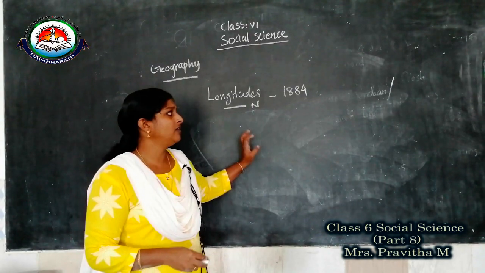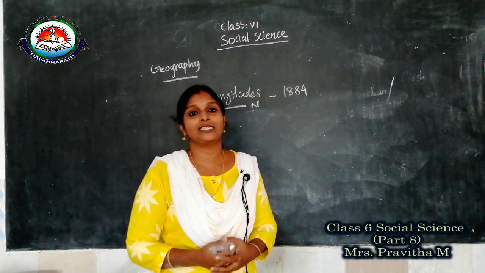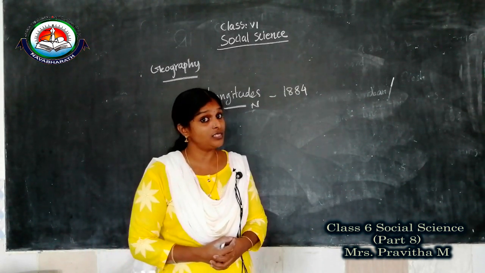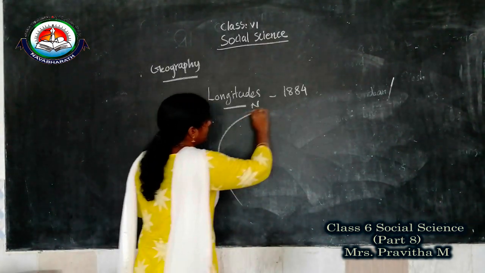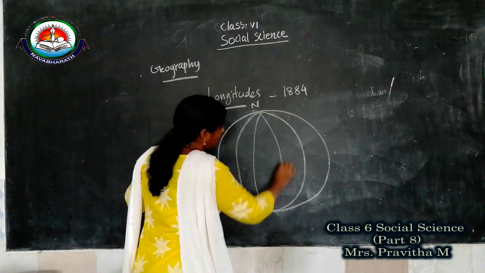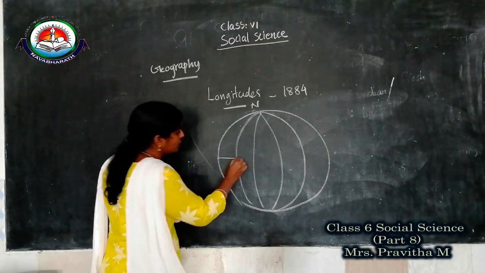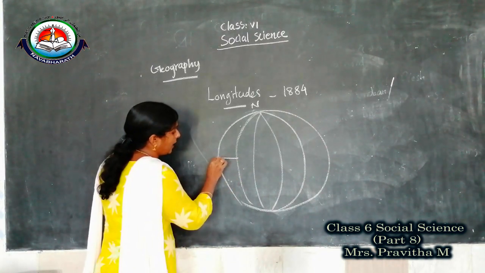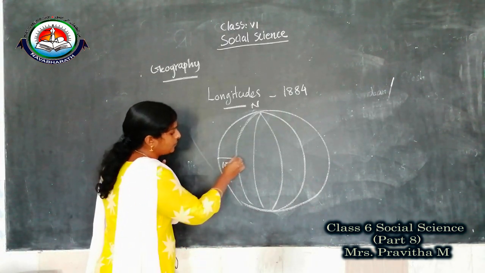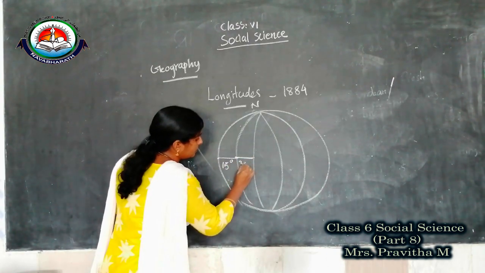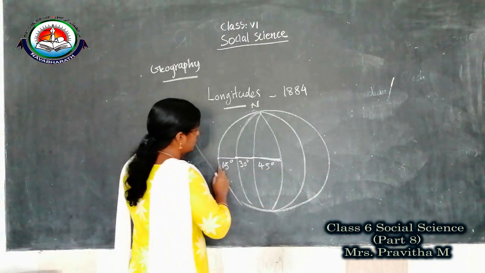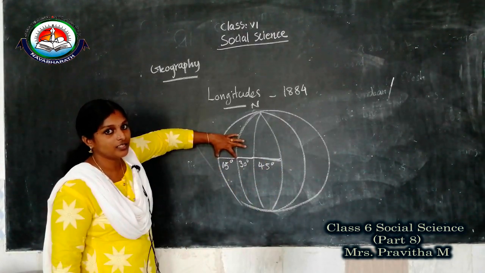But later, children, we decided to calculate the time based on longitude. Let us discuss how local time is calculated on the basis of longitudes. Each longitude is measured in terms of degrees. Each longitude distance is 15 degrees. Understood children? 15 degrees, 30 degrees, 45 degrees, like that. So each longitude distance is 15 degrees.